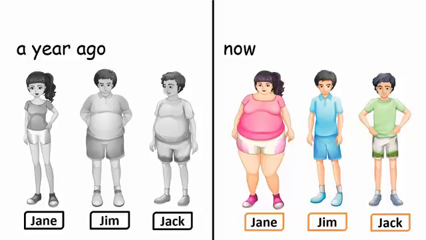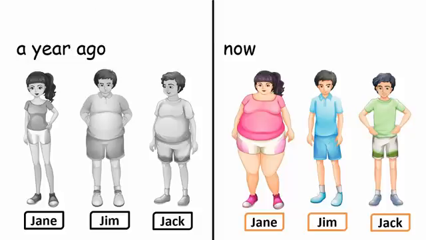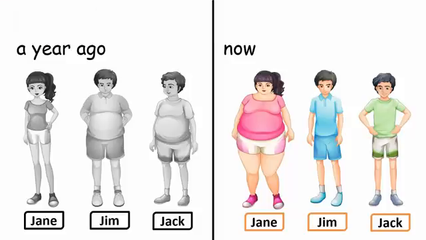Somebody was fat a year ago. Who was fat a year ago? Well, it was Jim and Jack. Jim and Jack were fat a year ago. Jane used to be thin. Did Jane used to be thin? Yes, she did. She used to be thin. Jim and Jack were fat a year ago. When were Jim and Jack fat? Well, Jim and Jack were fat a year ago.